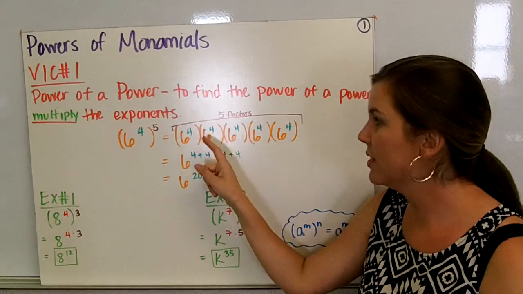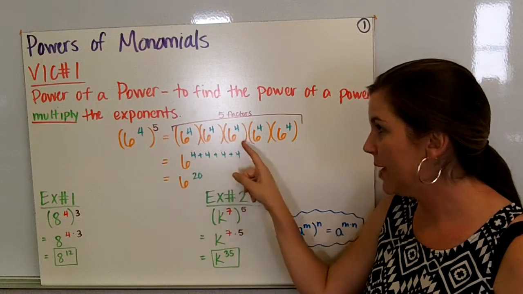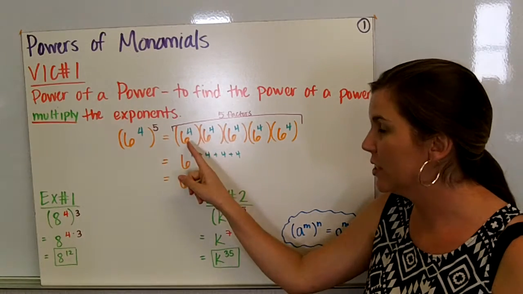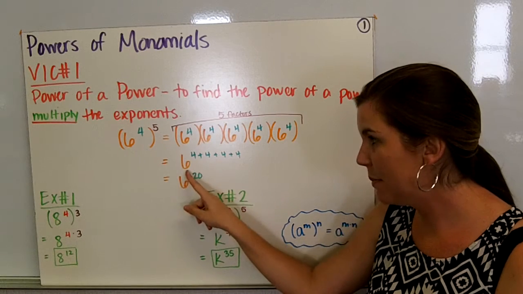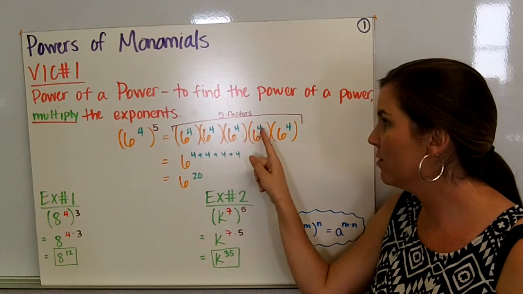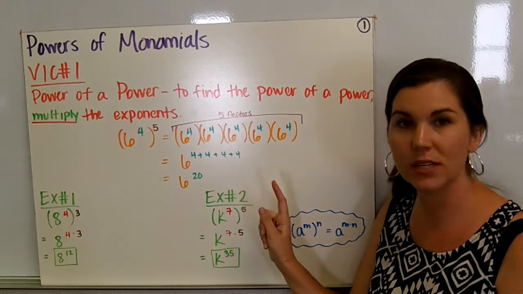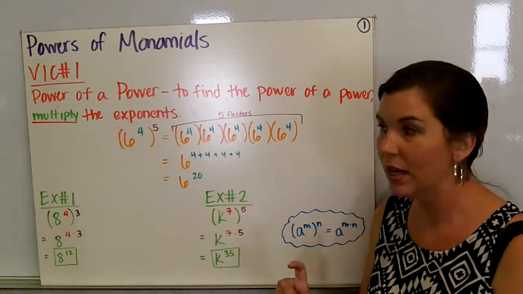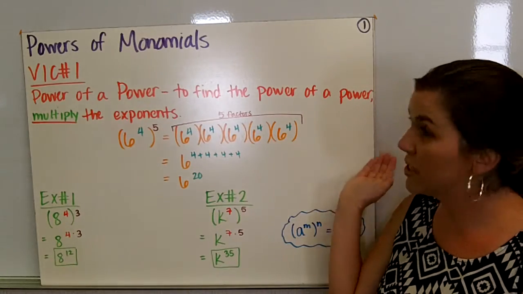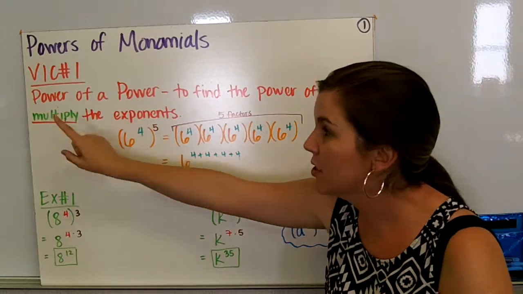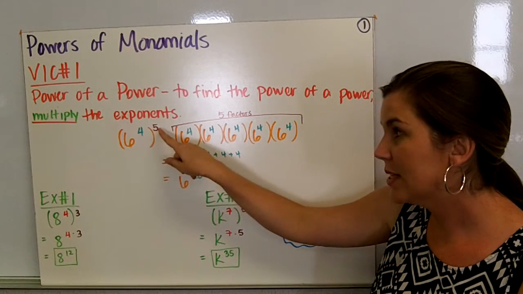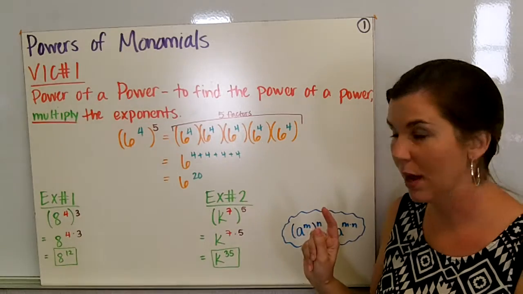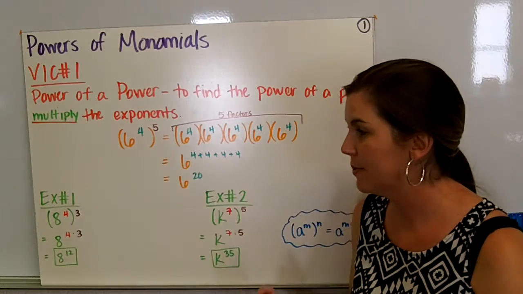Now, from a previous lesson, you know that you keep the base and add the exponents when multiplying. So I have 6 as my base, and I'm going to add all of my exponents together. Add all these 4's together, and you get 20. Now, the rule says you can take a shortcut and just multiply the exponents. So 4 times 5 gives you 20. A power to a power, multiply the exponents.